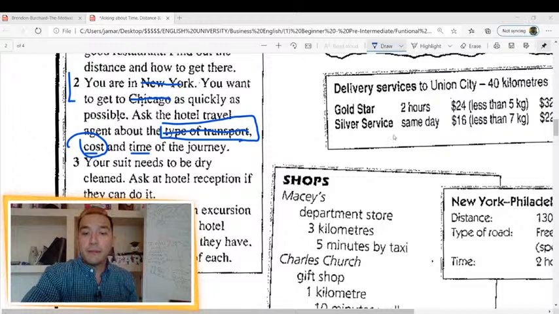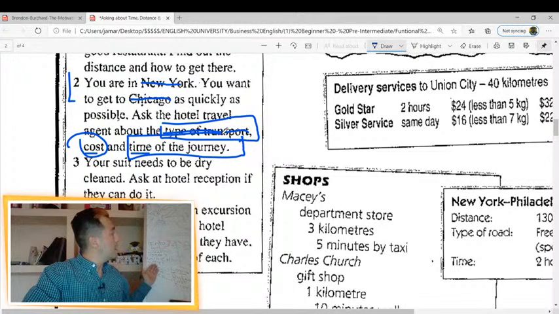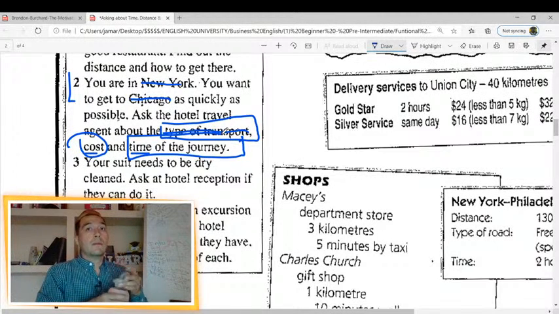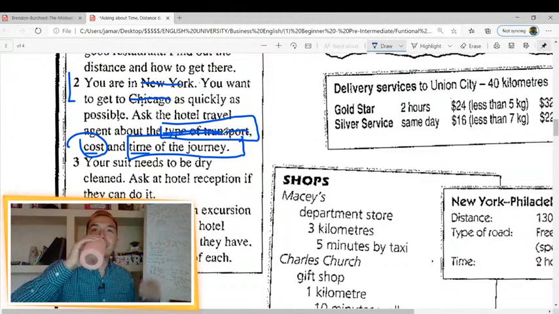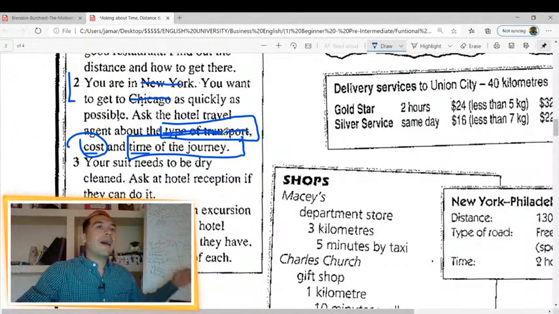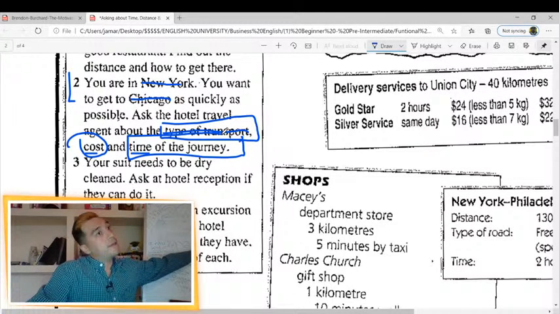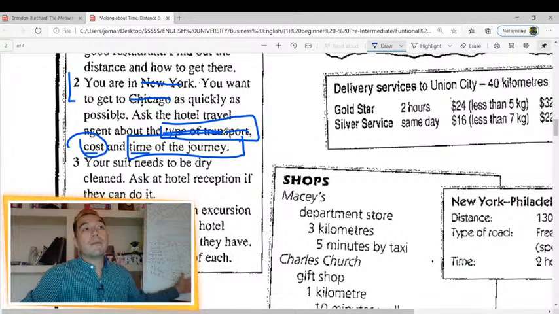Okay. Now we have the cost and the type of transport. What else do we need? The time. Excellent. Time of the journey, right? So let's make the question. What is the first part of the formula? How long? Excellent. Okay, how long what? We need a verb, right? So what is the formula for verbs? Over here.